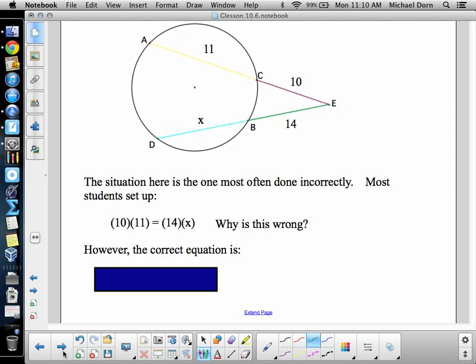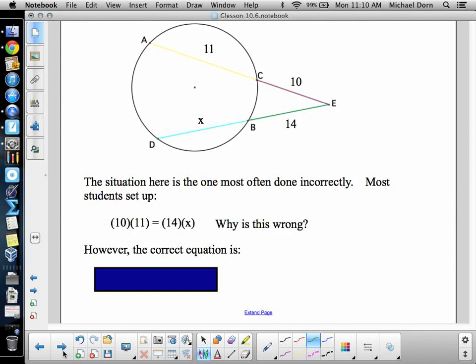Here, again, error correction. I put this on the test or the quiz, and I'll bet that 50 to 60% of people would say 10 times 11 equals 14 times x. Why? Because those numbers are, boom, they're right in front of us. So, of course, we want to do that. But that's not correct. So we have to be very careful.